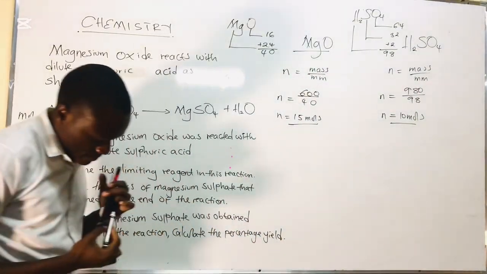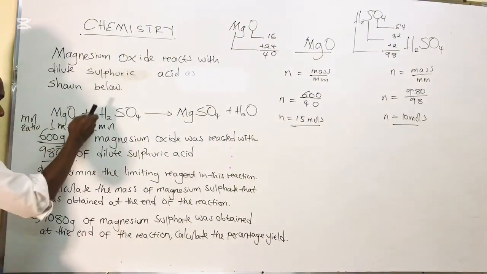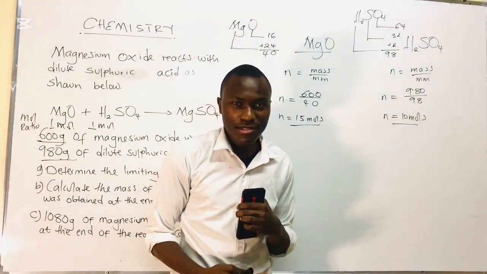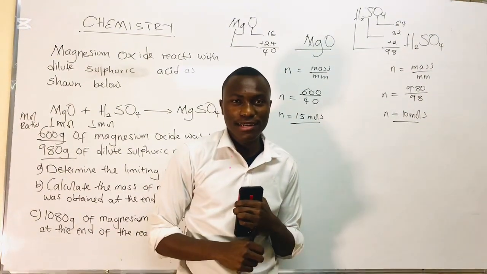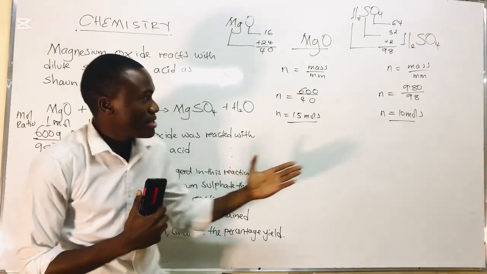So remember, I said that when the mole ratio is 1 to 1, just calculate their number of moles. The one that is having the smallest value is the limiting reactant or the limiting reagent. In this case, our limiting reagent will be what?